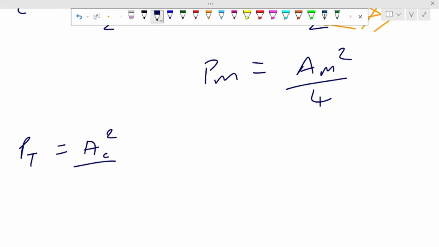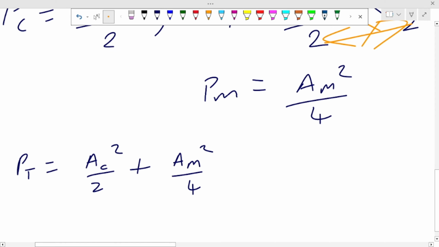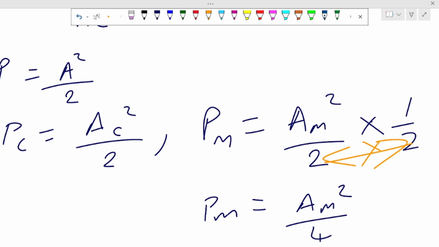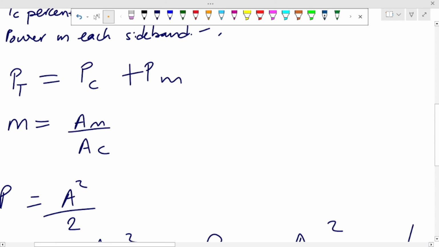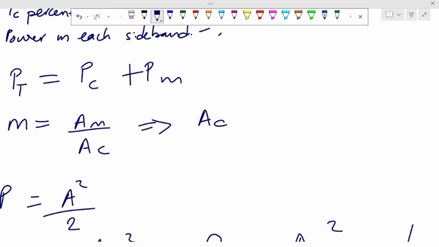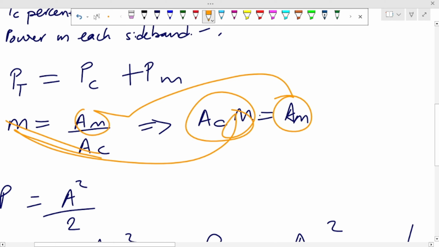AC squared all over 2 plus AM squared all over 4. Remember, we have this relationship. So from this point we can just do this: AC equals what? AM, just like you multiply this guy this way. So ACM, which is this ACM, equals what? M equals M. Are we seeing what's happening?